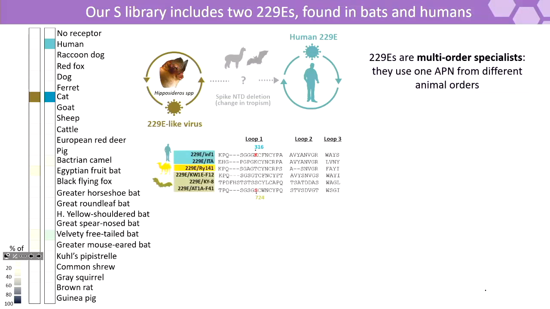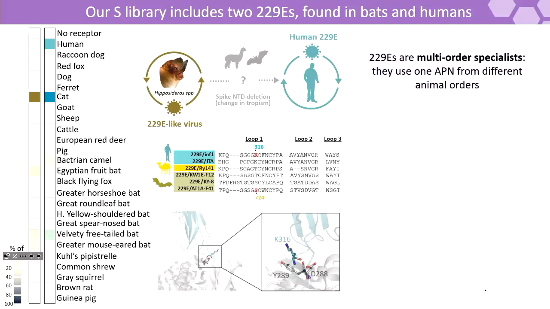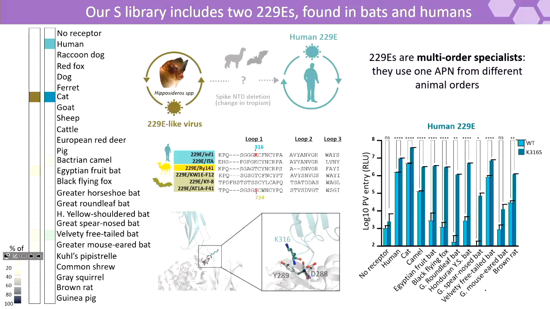Then we went into further detail and compared the sequences of the spike, in particular the RBD, and we found that at position 316 there was an interesting substitution between human and bat 229E. For human we have a lysine, for bat we have a serine, which, as you know, have quite different biochemical properties. You can see the position at the interface of interaction with human APN. So I made a point mutant introducing the bat serine into the human spike. And as you can see, just this point mutant could confer a broader host range, especially for the usage of bat APNs.